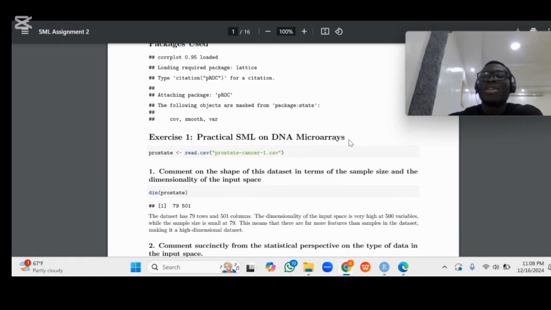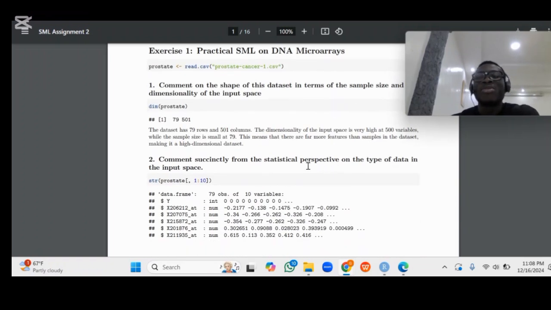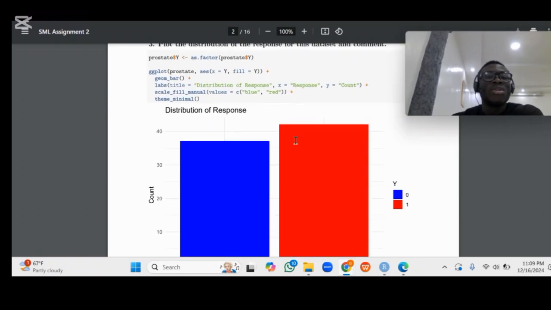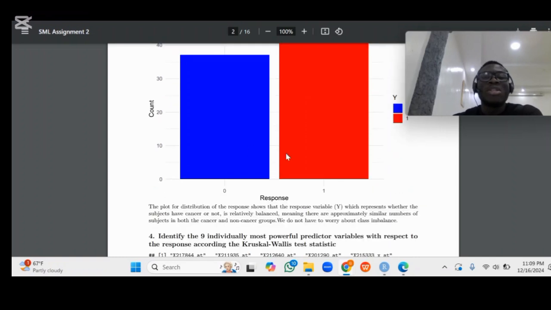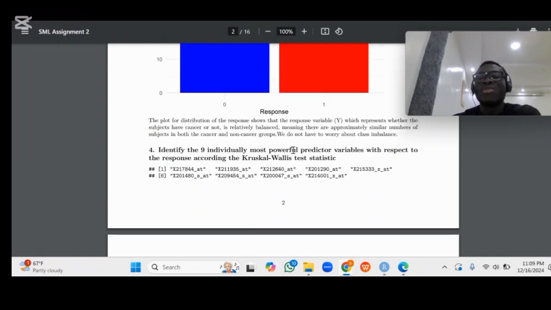We firstly looked at the prostate cancer data, where we had 79 observations with 500 variables as our input space, which shows that we have a very high dimensionality. The input space all contains numerical variables. Looking at the distribution of our response, we could see that the classes are almost the same, so we do not have an issue of class imbalance here.